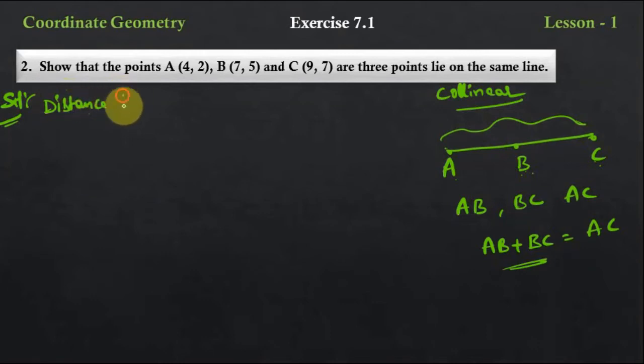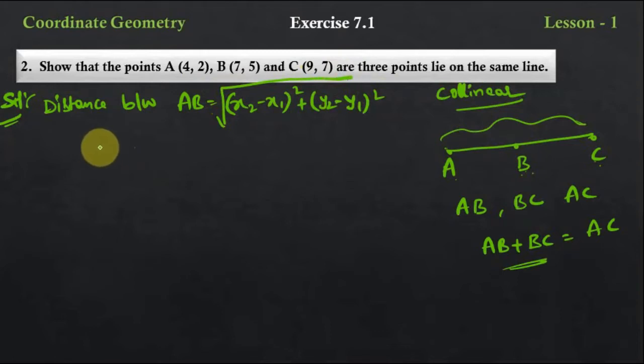So the distance between AB. Same formula: x2 minus x1 whole square plus y2 minus y1 whole square, under root. Now we will compare this with x1, x2. So for point A, x1 is equal to 4 and y1 is equal to 2. Similarly, x2 is equal to 7 and y2 is equal to 5. Now we will substitute that in the AB formula.